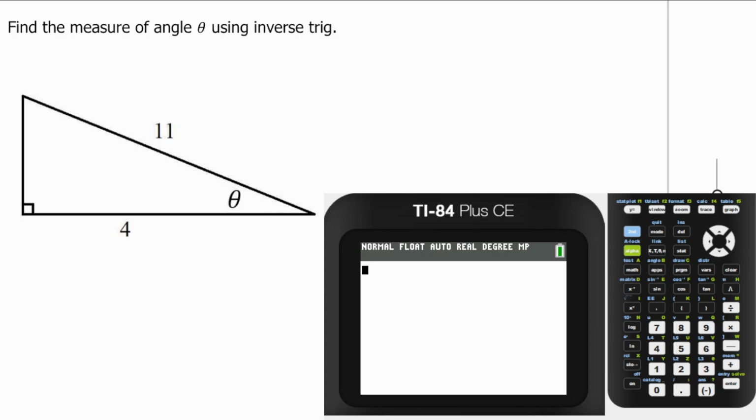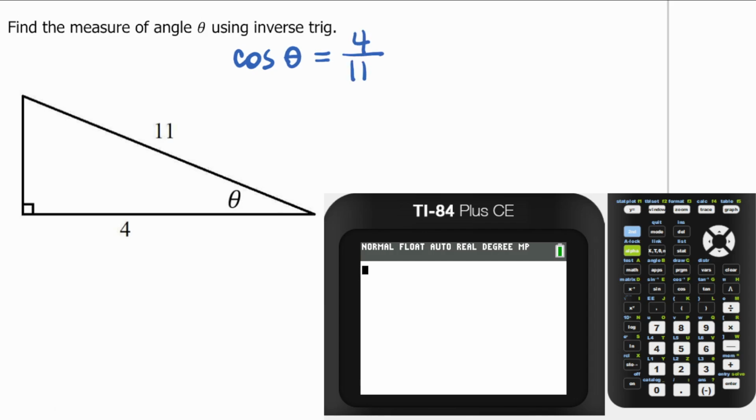All right, let's do one more. So we're going to find the measure of angle theta using inverse trig. In this case, I've got the adjacent leg and the hypotenuse. So just like before, I'm going to start off by saying what I know. I've got an adjacent and a hypotenuse, that's cosine. So I'm going to say cosine of theta is equal to 4 over 11.